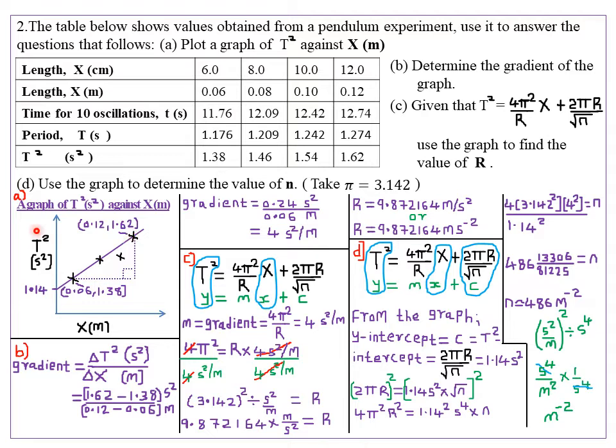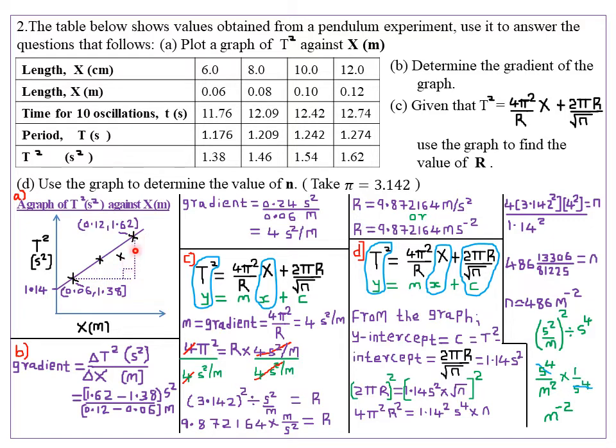Then you have to ensure that you label the axes with their correct SI units. For example, this was t squared. You just read here, t squared was in second squared. So you have to ensure that it is in second squared. Then it was against x. Remember, x here is representing our L, that is the length in meters. So you are told L in meters, so you have to ensure that you also indicate there your meter. So those are the points to ensure on your graph.